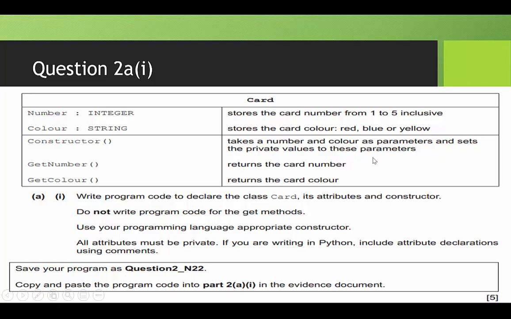So right here, we have all the information they have given us. It says do not write program code for the get methods. That's great news, because they're going to give us points later on when we have to write the get methods. Use your programming language appropriate constructor. So we're going to be doing this in VB, so our constructor is going to be sub new. If you're doing it in Java, it's going to be the name of the class, which in this case is card. It says all attributes must be private. I don't know what else they would really be. Save your program as question 2 in 22. Copy and paste the program into part 2A1 in the evidence document. Let's swing over and code this out.